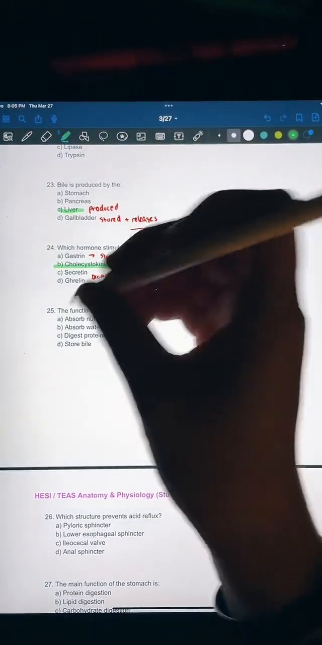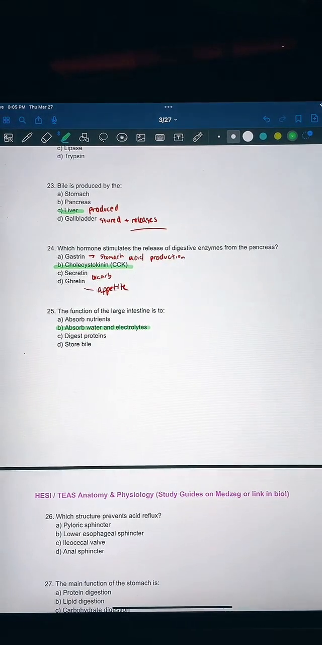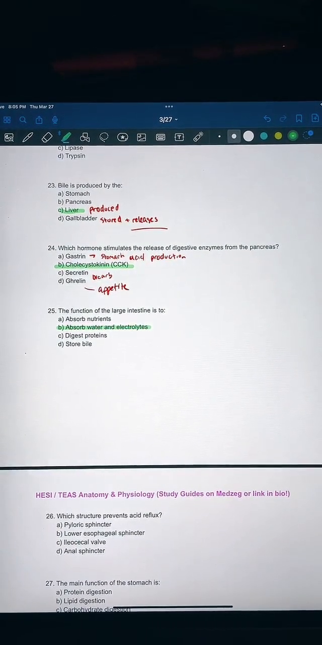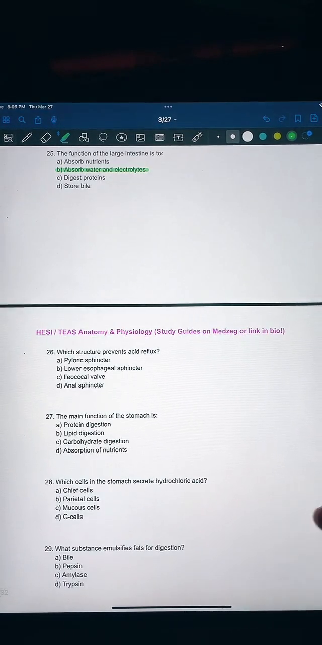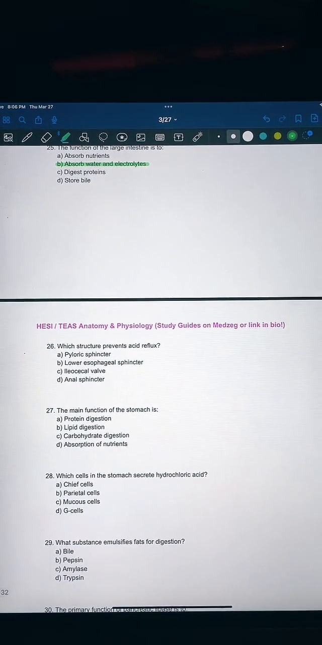Awesome. The answer is B. It is to absorb water and electrolytes. So the large intestine, most of the nutrient absorption does not occur in the large intestine. It occurs in the small intestine. So it doesn't really digest protein either or store bile. It just absorbs water and electrolytes, whatever is left from the remaining nutrients. Moving on to number 26, what structure prevents acid reflux?